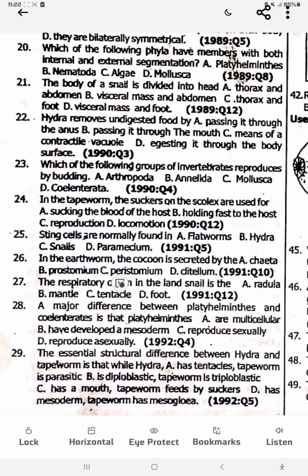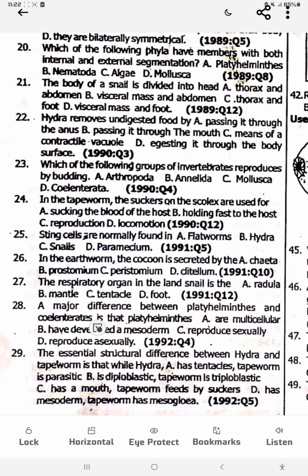27: the respiratory organ in the land snail is the, don't forget that I said the land snail breathes. We said foot. It uses its foot to breathe. Muscular foot.